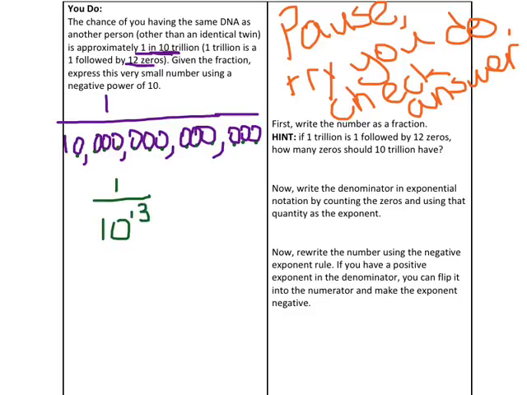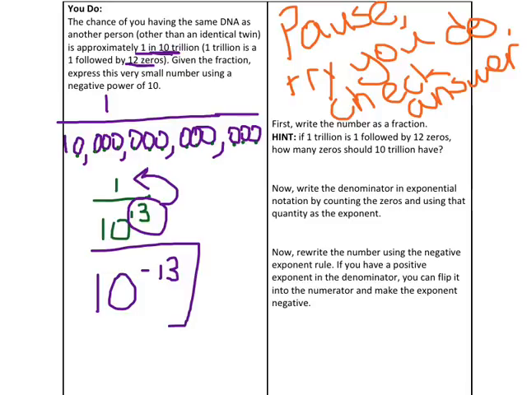Now if I have a positive in the denominator, I can make that a negative in the numerator. So in order to bring this up here, I say it's 10 to the negative 13th power. And this is your final answer.